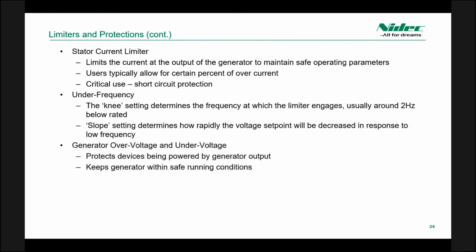Generator over voltage and under voltage are used to protect the devices that are pulling power from the generator. Some devices that are being powered by the generator might have specific voltage needs and might be sensitive to a large voltage fluctuation. Also, of course, these two protections are used to keep the generator in a safe running condition as far as maintaining rated set points goes.